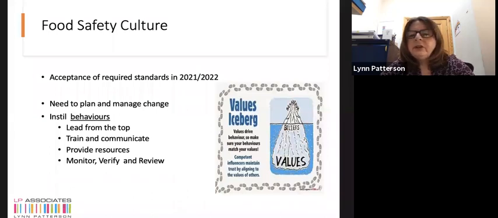HACCP is a system which will help us ensure that we follow good food safety culture. Behaviours to food safety control will be driven by the values and standards that you as a senior management team set. You need to lead from the top and you need to plan and manage this change. You need to instill the behaviours, train and communicate these behaviours out to your staff, and provide the resources for them to do that. You have the responsibility to ensure that this culture is being achieved by monitoring, verifying, and reviewing.